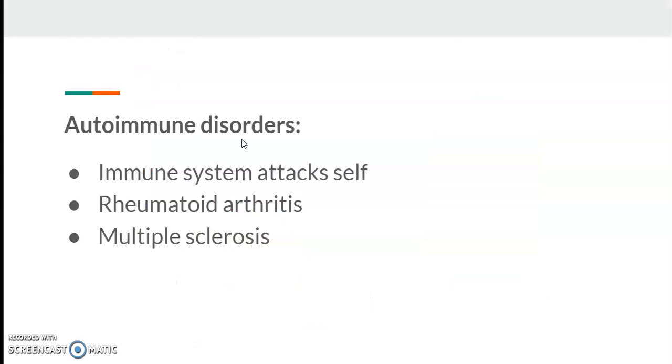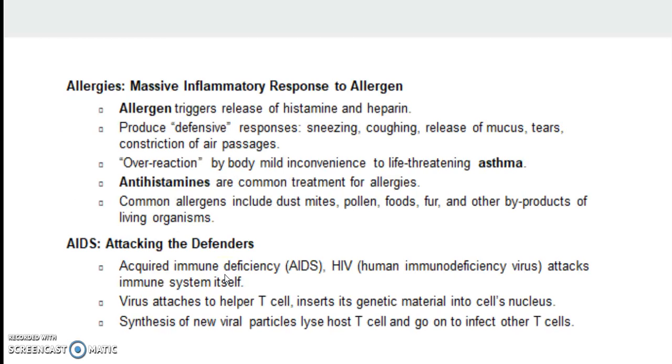All right, and then I thought I'd end with just a few examples of either when the immune system goes wrong or just some interesting things. So you may have heard of an autoimmune disorder. So this is when the immune system, instead of attacking pathogens, actually attacks itself. So it makes a mistake. An example of this is rheumatoid arthritis or multiple sclerosis. There's actually a bunch of autoimmune disorders.